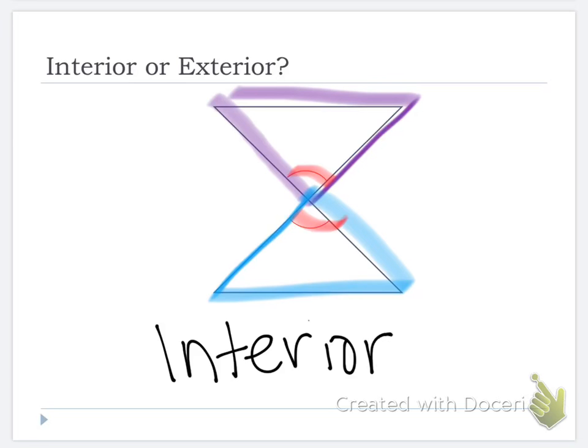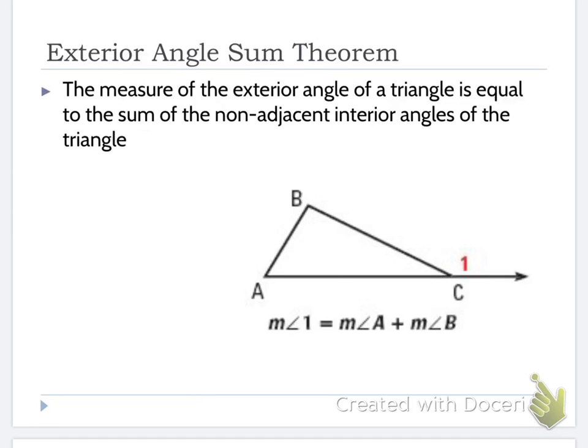All right, so why does this matter? Why do we need to know if the angle is inside or outside of the triangle? Why does it matter if they're interior angles or exterior angles? The reason they matter is because for triangles specifically, we have what is called the exterior angle sum theorem. That tells us that the measure of the exterior angle of a triangle is equal to the sum of the non-adjacent interior angles of the triangle.